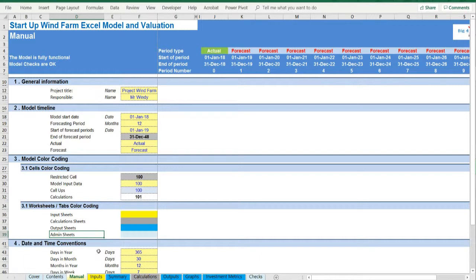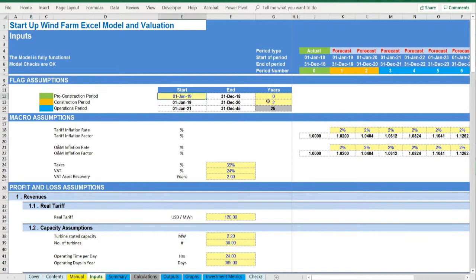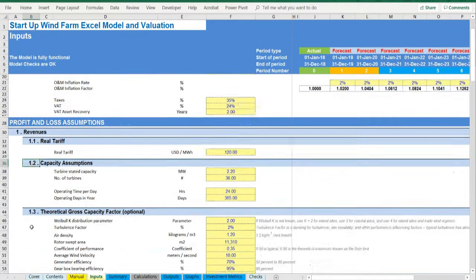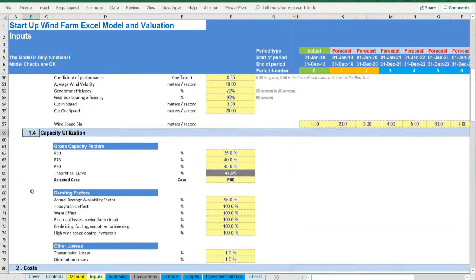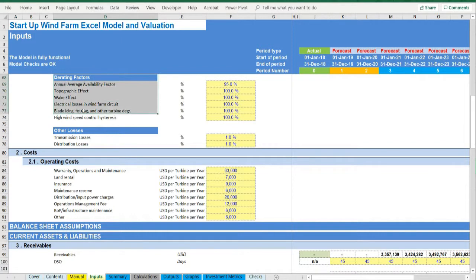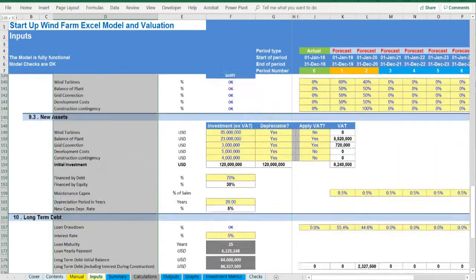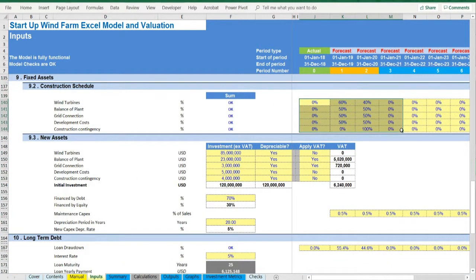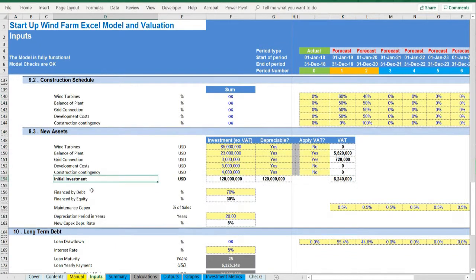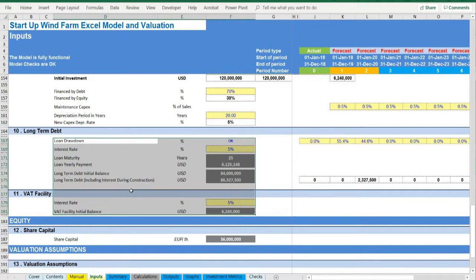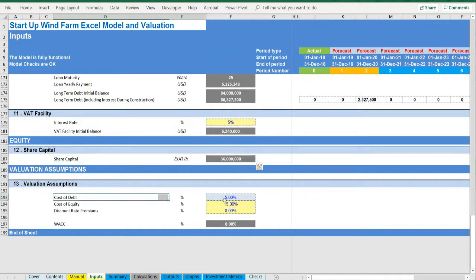Moving on to the inputs, in yellow, whatever can be amended as an assumption: detailed inputs for revenues, tariffs, capacity assumptions, theoretical and direct input gross capacity factors and other capacity utilization parameters such as derating factors and other losses; costs, warranty, operations and maintenance, land rental, insurance, distribution; working capital, receivables, payables, cash and overdraft; fixed assets and capex, including a construction schedule, value-added tax and depreciation applicability; financing, long-term debt and related value-added tax facility, equity financing as well as valuation assumptions, such as discount rates used.